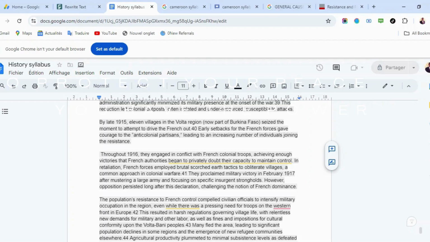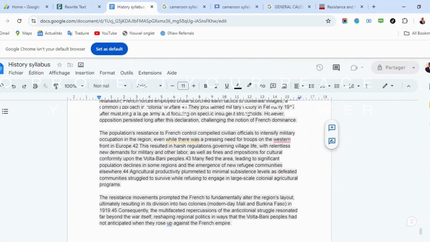Throughout 1916, they engaged in conflict with French colonial troops, achieving enough victories that French authorities began to privately doubt their capacity to maintain control. In retaliation, French forces employed brutal scorched-earth tactics to obliterate villages, a common approach in colonial warfare. They proclaimed military victory in February 1917 after mustering a large army and focusing on specific insurgent strongholds. However, opposition persisted long after this declaration, challenging the notion of French dominance.